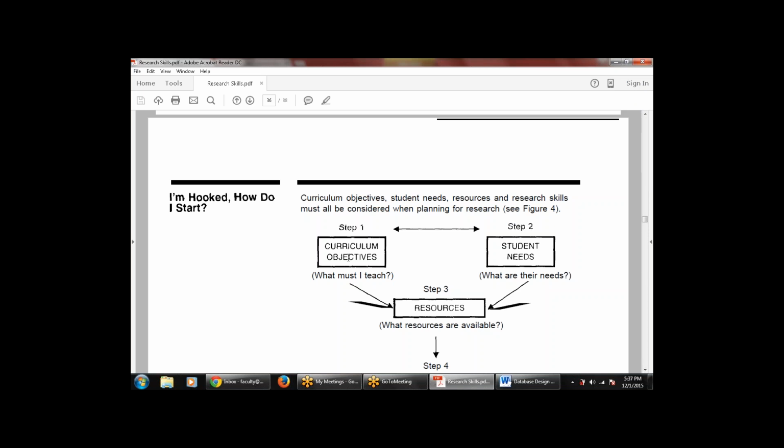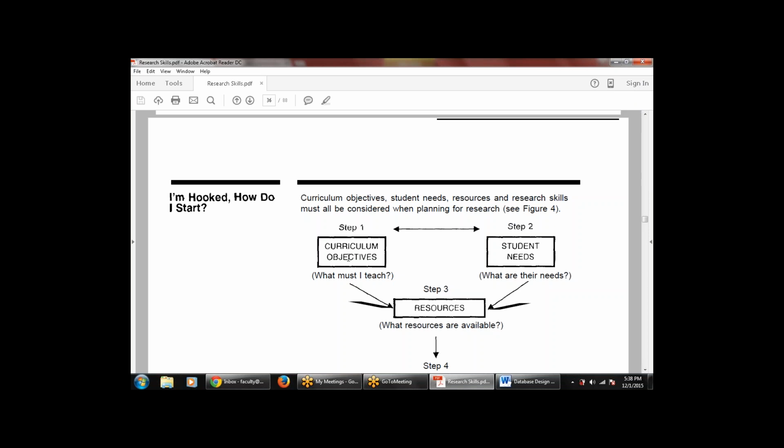Step 1 is the curriculum objective: what is the main curriculum objective? What must I teach? Step 2 is student needs. What do they need? If I am teaching something you do not need, there is a wastage of my energy and a wastage of your knowledge. So what must I teach? What is the curriculum objective, what is the syllabus? Then what do the students need?